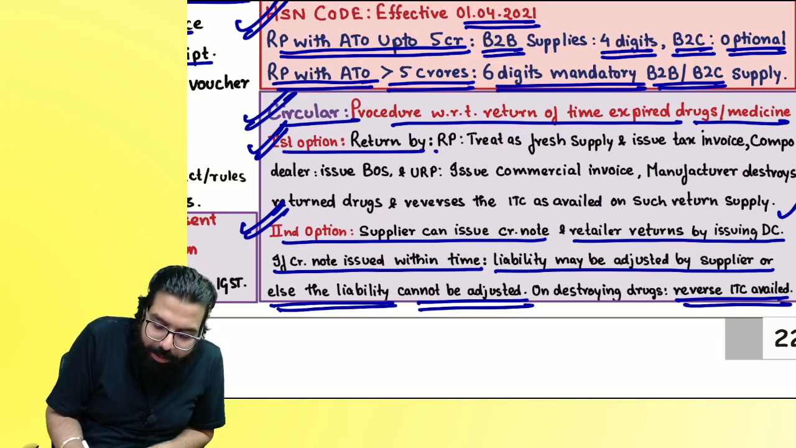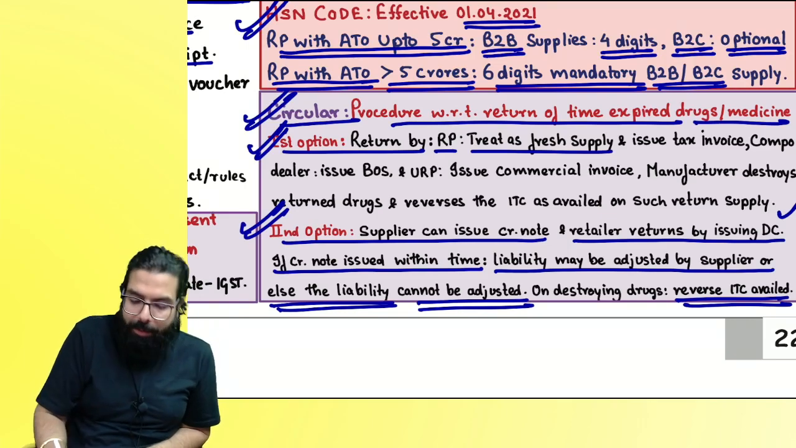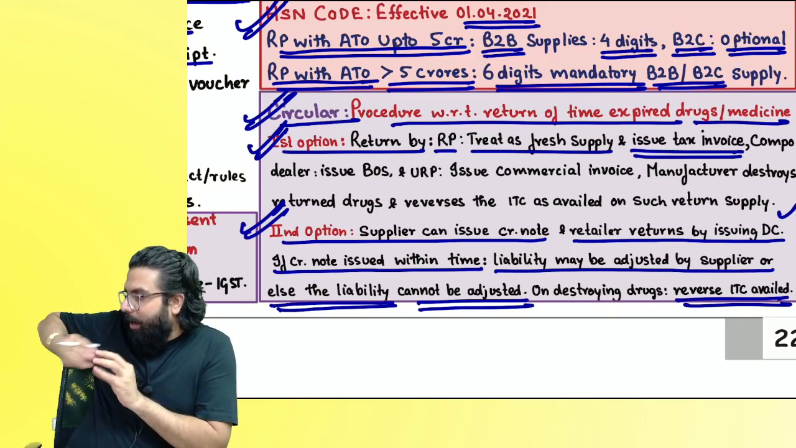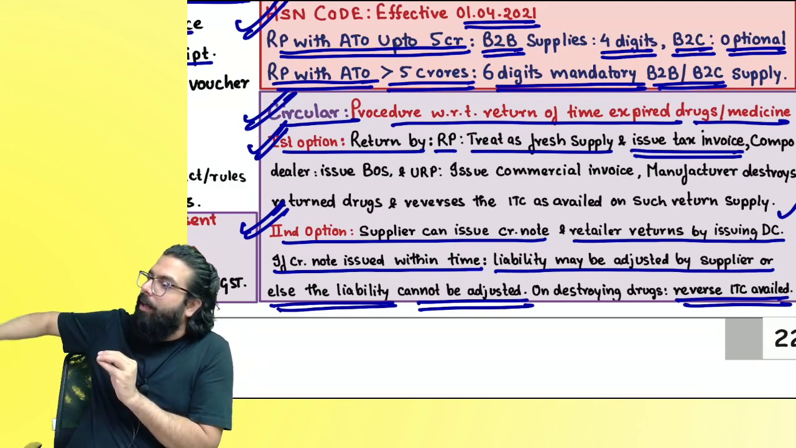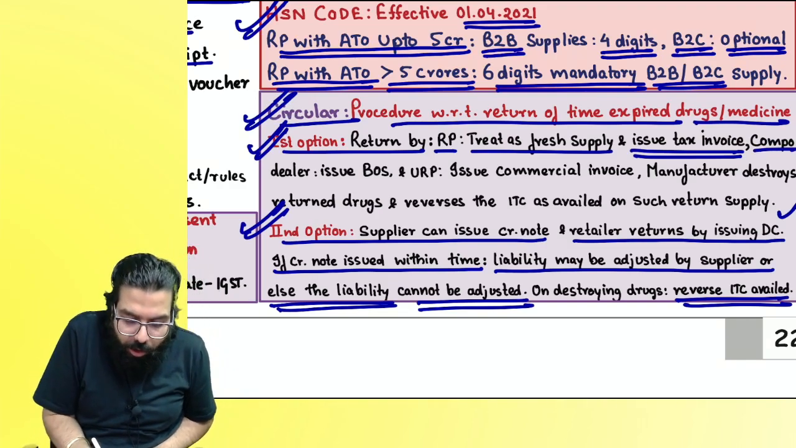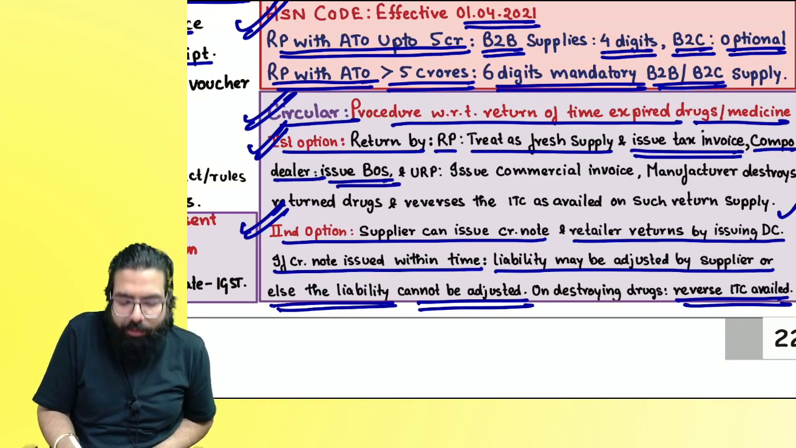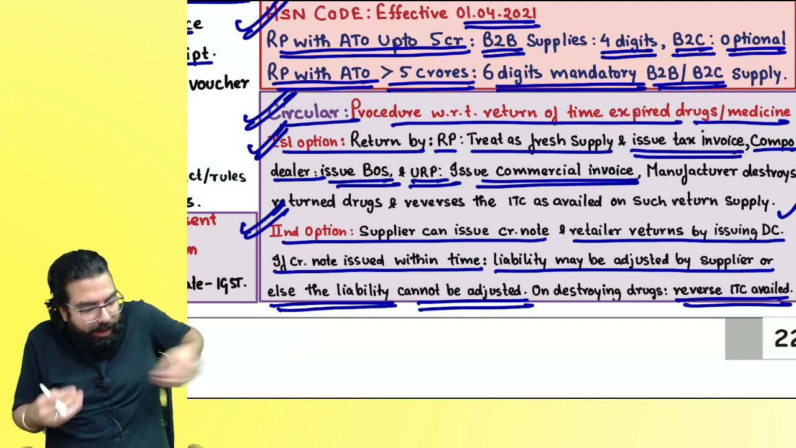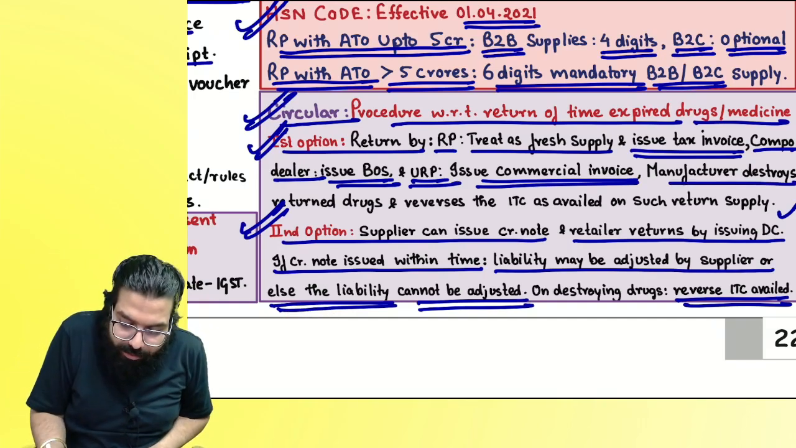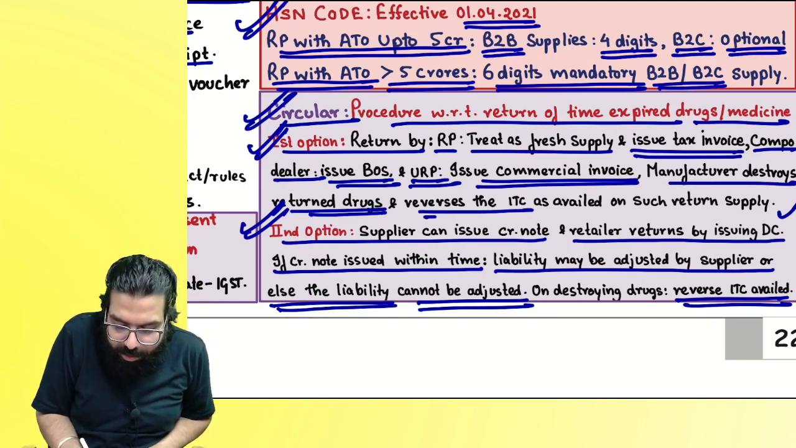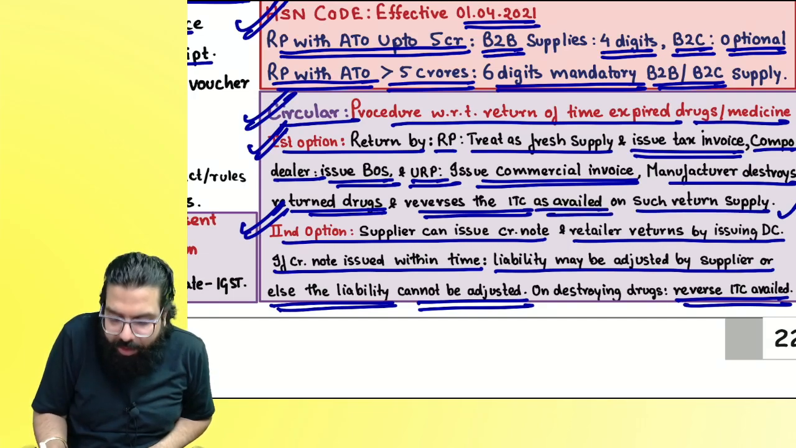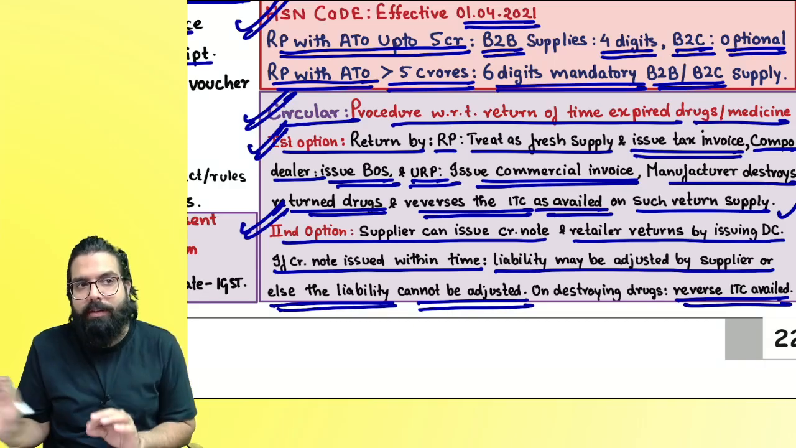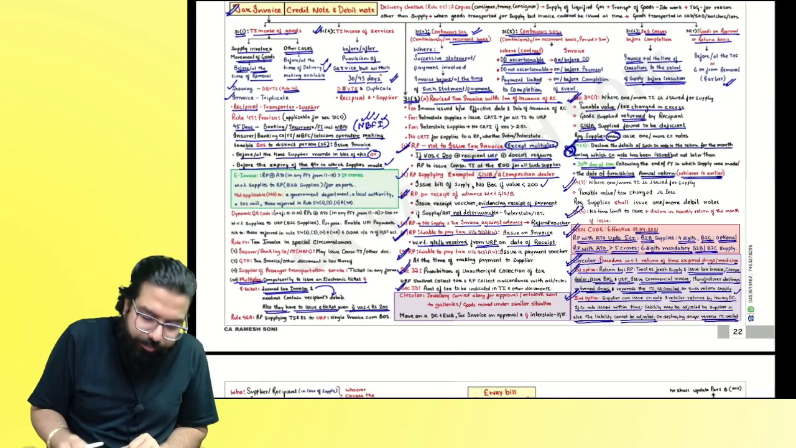Sir, goods returned by a registered person are treated as a fresh supply. Issue what? A tax invoice. I will supply you, I'll return it to you, and I'll issue a tax invoice. If I am a composition dealer, I will issue a bill of supply. If I am an unregistered person, just a commercial invoice. When the manufacturer receives it, the manufacturer destroys the returned drug. He will reverse the ITC availed on such returned drugs. When I receive the drugs back, I'll destroy the drugs. ITC also will get destroyed.